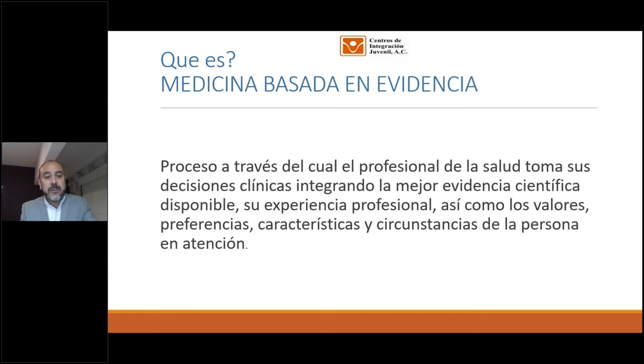Ese es el proceso a través del cual el personal de salud va a poder mejorar su toma de decisiones, sobre todo en el aspecto clínico, a través de la evidencia científica de la que se dispone. Es importante comentar la experiencia clínica del profesional, las preferencias, las características del propio paciente y, por supuesto, las circunstancias de la persona que asiste a tratamiento.